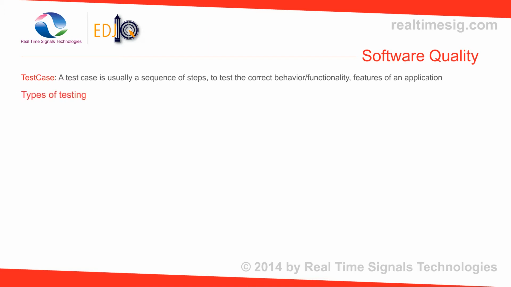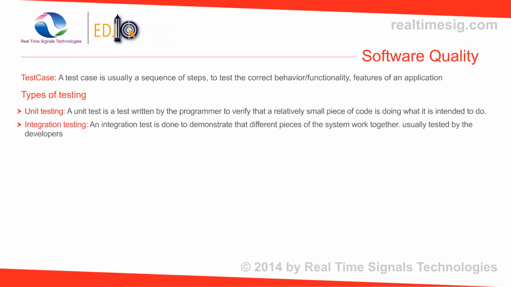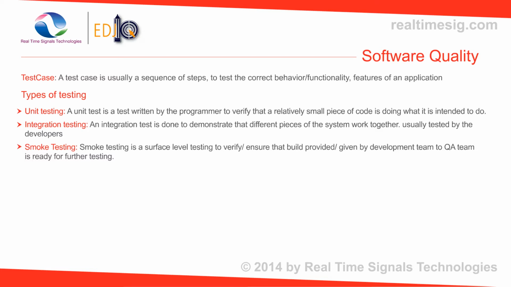Types of testing. Unit testing. A unit test is a test written by the programmer to verify that a relatively small piece of code is doing what it is intended to do. Integration testing. An integration test is done to demonstrate that different pieces of the system work together, usually tested by the developers. Smoke testing. Smoke testing is a surface-level testing to verify that the build given by the development team to the QA team is ready for further testing.